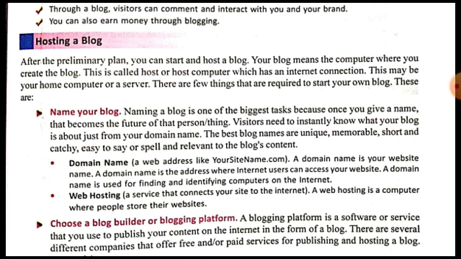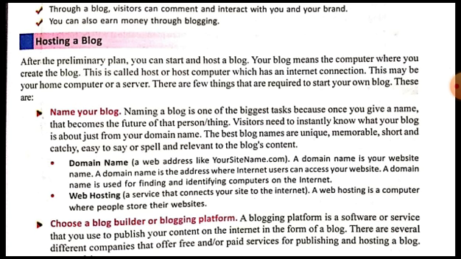The best blog names are unique, memorable, short and catchy, easy to say or spell, and relevant to the blog's content. Relevant means closely related to what is there in your blog. It should not be that you are creating a blog for an e-commerce website and you are giving it the name of a political blog. Your name should be unique, not a duplicate copy of some other blog. It should be memorable, short and catchy. Catchy means very attractive, catching the attention of people very quickly.